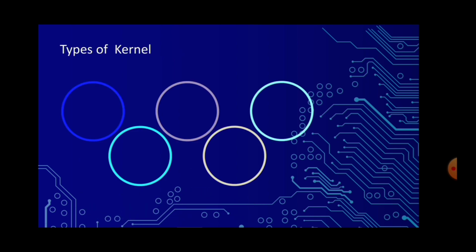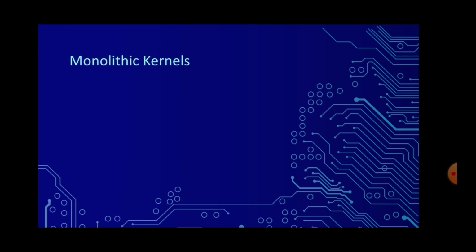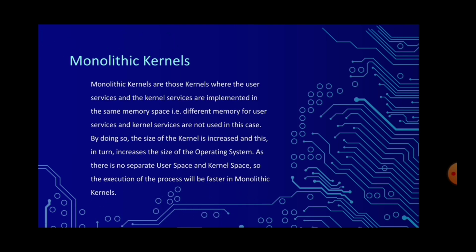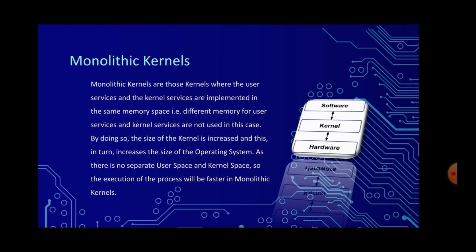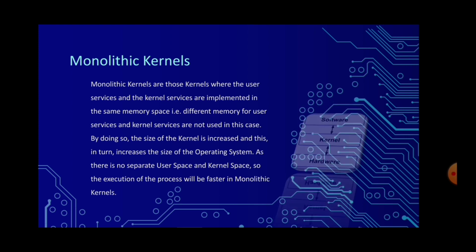Types of kernel. In general, there are 5 types of kernel: monolithic kernels, microkernel, hybrid kernel, nanokernel, and exokernel. Monolithic kernels are those kernels where the user services and the kernel services are implemented in the same memory space. That is, different memory for user services and kernel services is not used in this case. By doing so, the size of the kernel is increased, and this in turn increases the size of the operating system. As there is no separate user space and kernel space, the execution of the process will be faster in monolithic kernels.